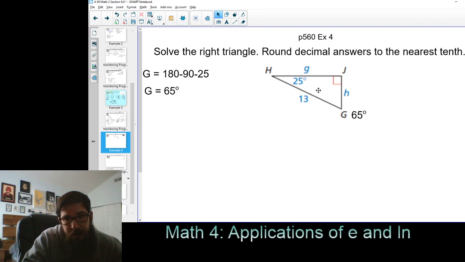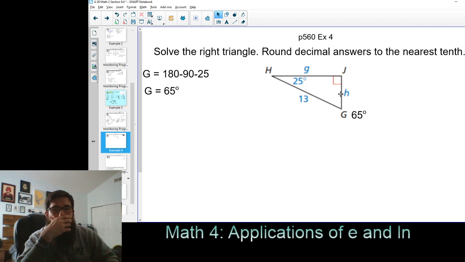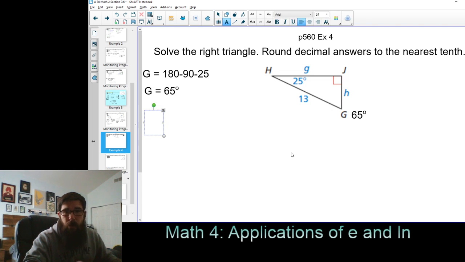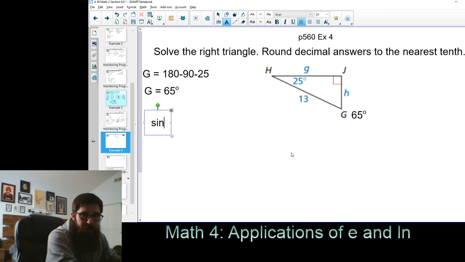Let's say I wanted to find, I guess I'd probably have to go for H first, the side H. I guess I could do G or H. Really, it's not going to make a difference because now we have all the trig functions. Let's say I wanted to find side H first, that lowercase. What I could say is that's the opposite of angle H. So if I said sine, the opposite is going to be side H over the hypotenuse.